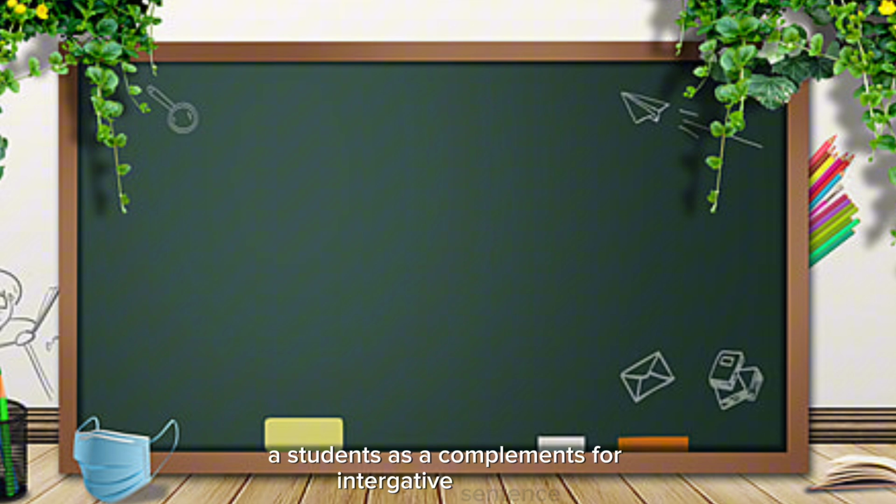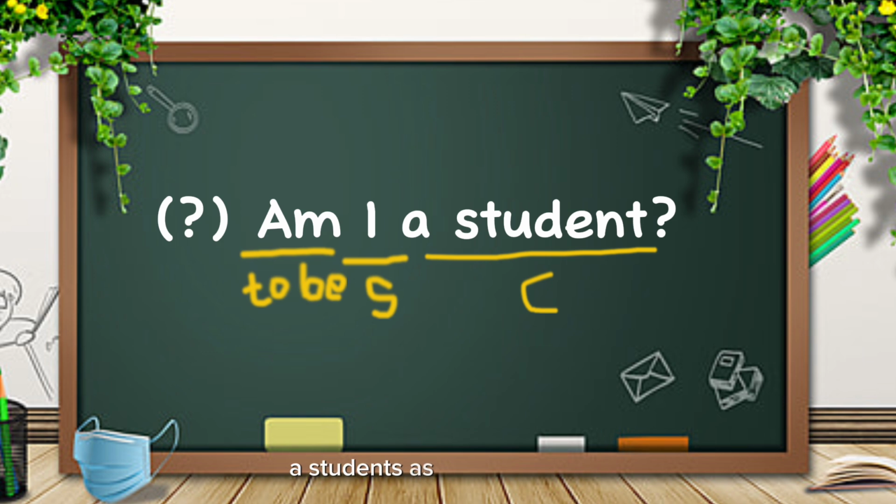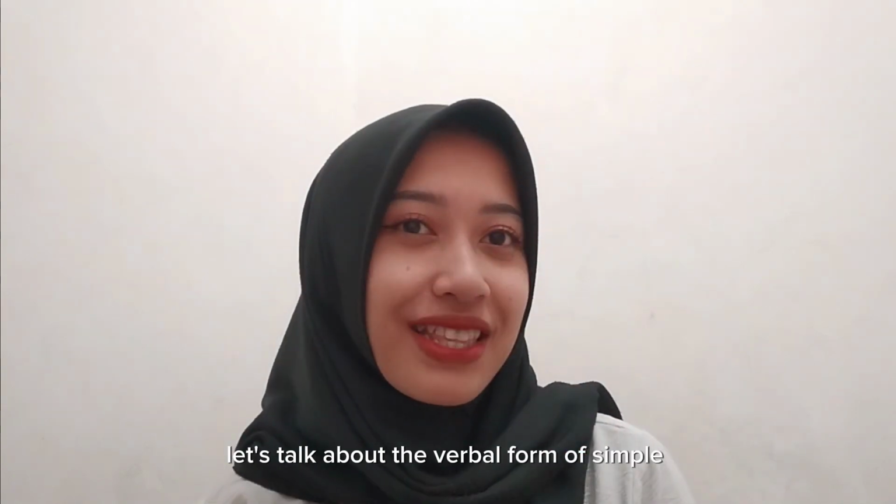For interrogative sentence, am I a student? Am as a to be, I as a subject, a student as a complement. And don't forget to put a question mark at the end of the sentence. Okay, next let's talk about the verbal form of simple present tense.